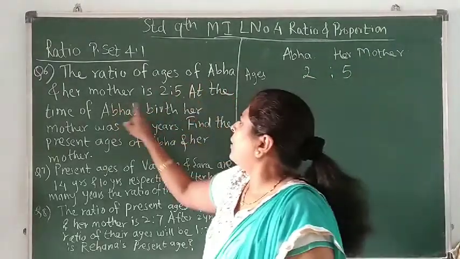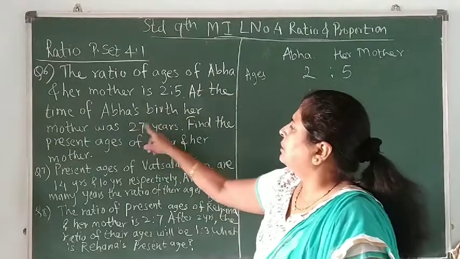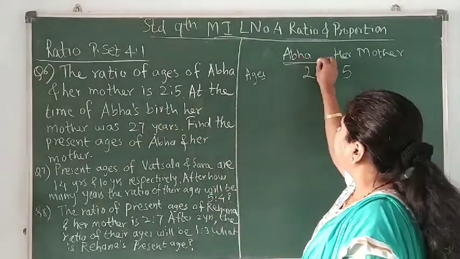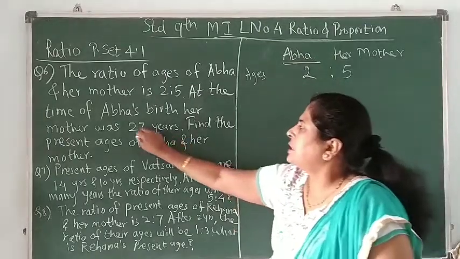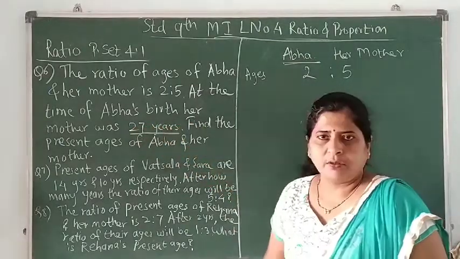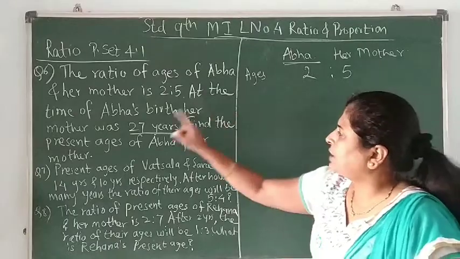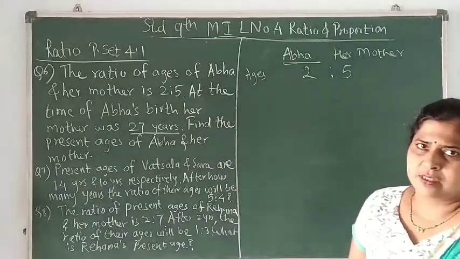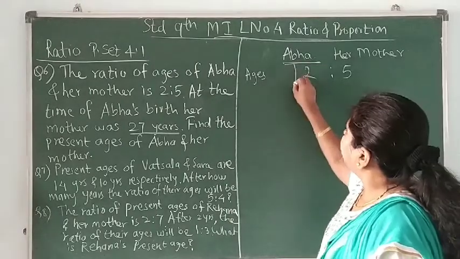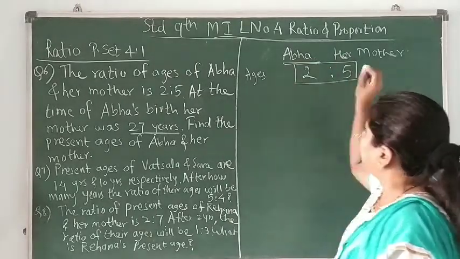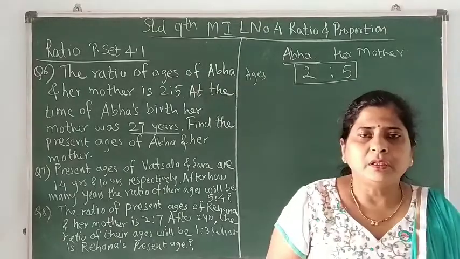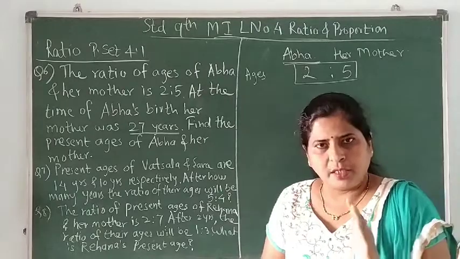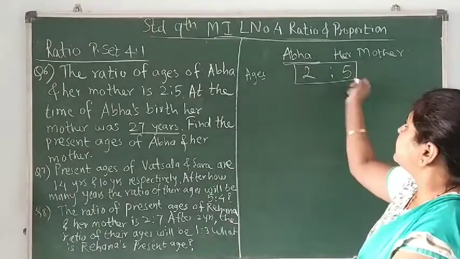At the time of Abha's birth, her mother was 27 years. Okay, when Abha was born, at the time of her birth, her mother's age was 27 years old. So find the present ages of Abha and her mother. So we have to find their present ages. Now when we have been given the ratio of their ages, it doesn't mean that their ages are 2 and 5. But whatever their ages are, its ratio is given 2:5.